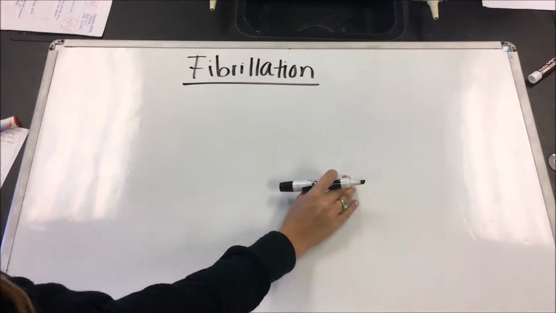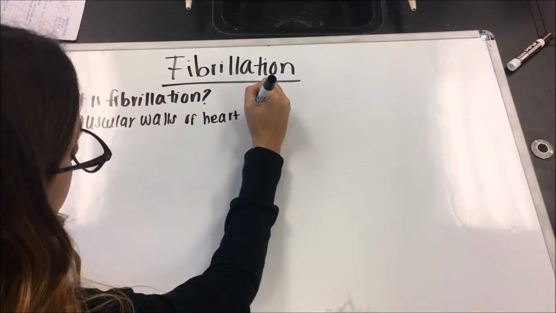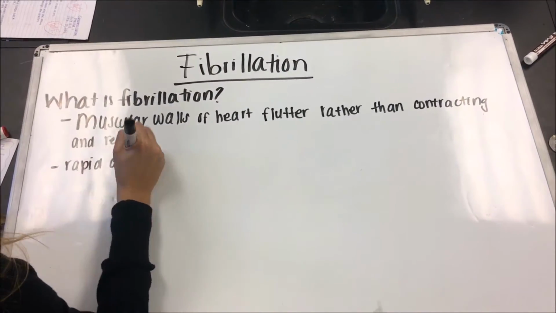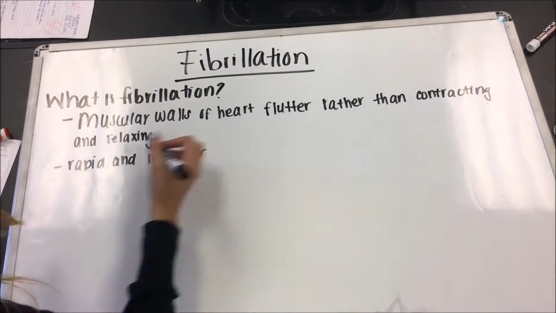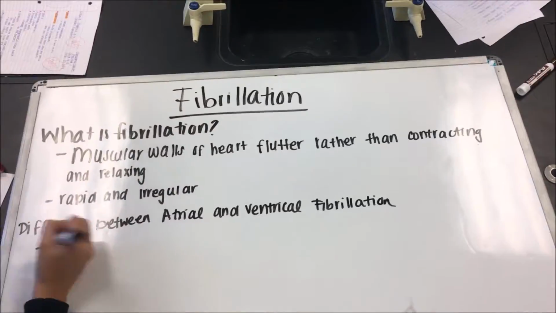Now we're going to talk about fibrillation. The real question is, what actually is fibrillation? Fibrillation is when the muscular walls of the heart flutter rather than contracting and relaxing, which tends to cause a rapid and irregular heartbeat. The difference between atrial and ventricular fibrillation is quite simple.